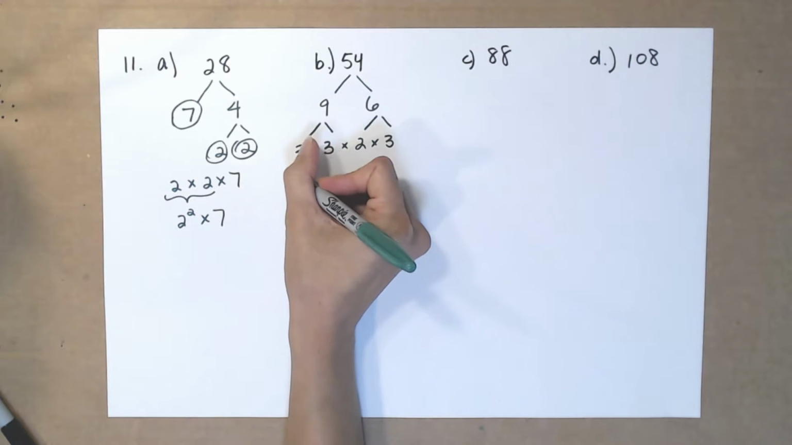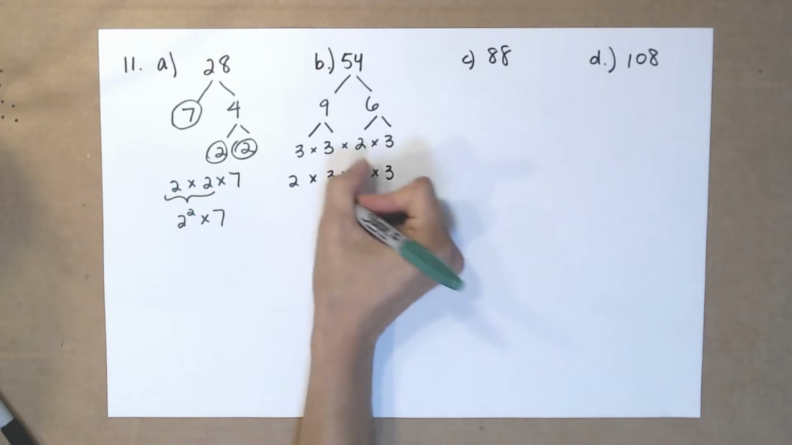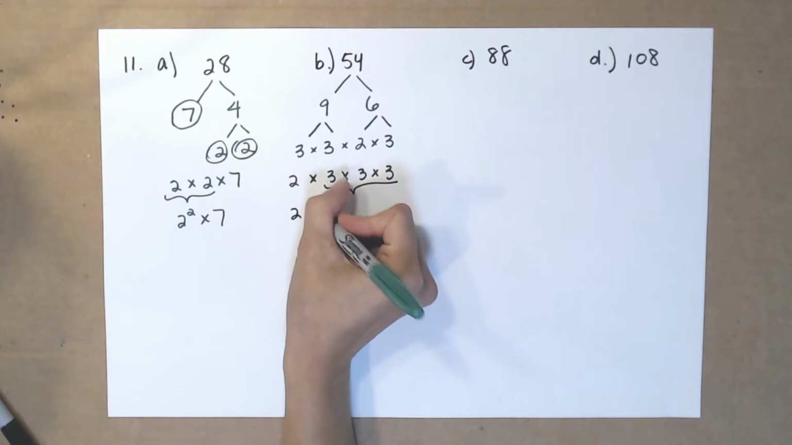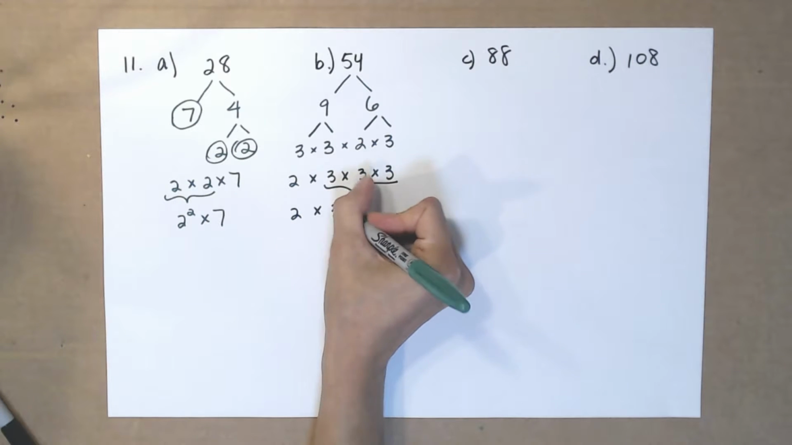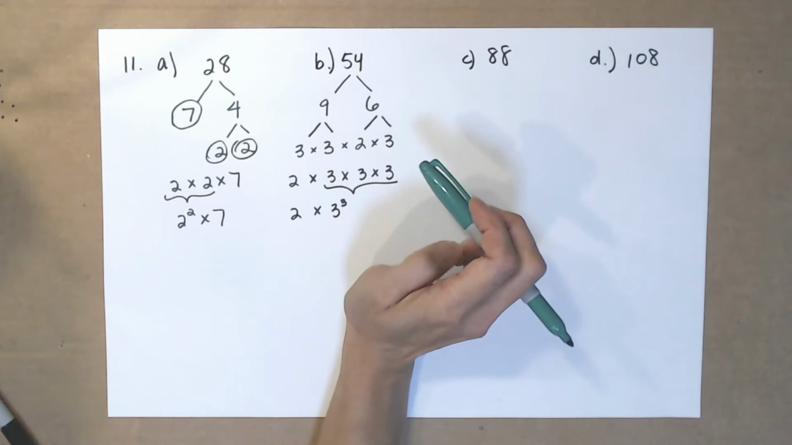I'll write them first in order of least to greatest. Now I can combine my like factors. 3 times 3 times 3 is 3 cubed. So 2 times 3 cubed.